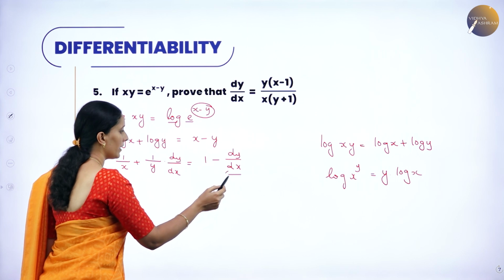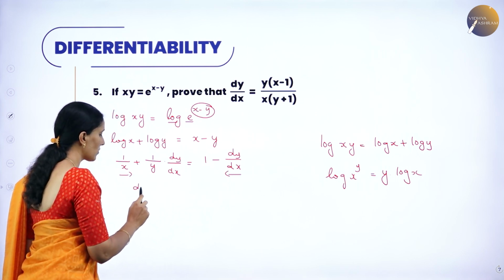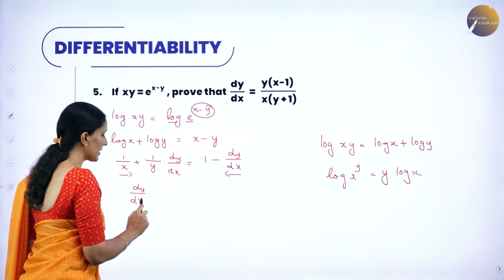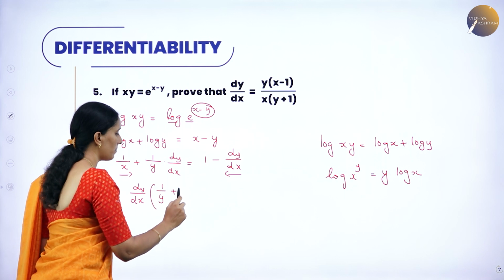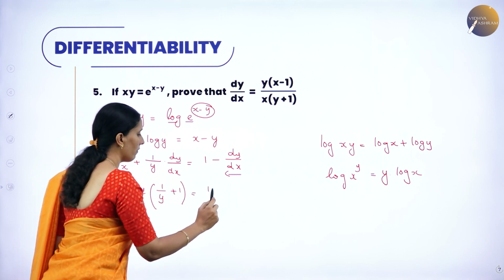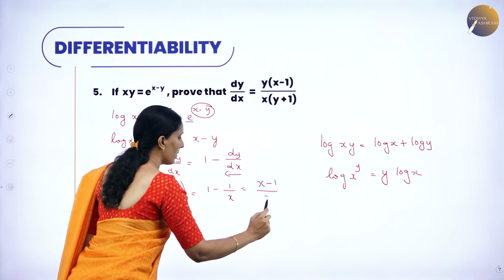Now, interchange here. So shift dy by dx here, 1 by x there. So then you can take dy by dx as common factor. When you take dy by dx as common factor, here you get 1 by y, and when it comes here, it becomes plus 1. And here you have 1 minus 1 by x, which can be written as x minus 1 by x.